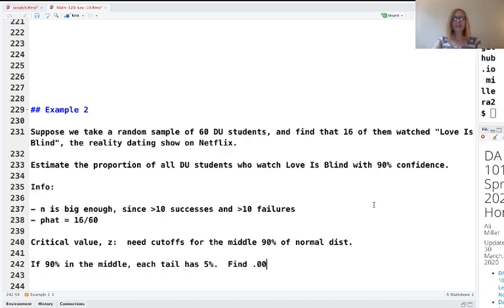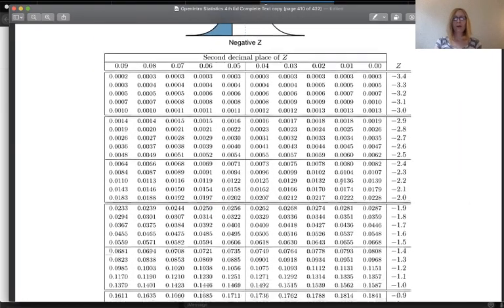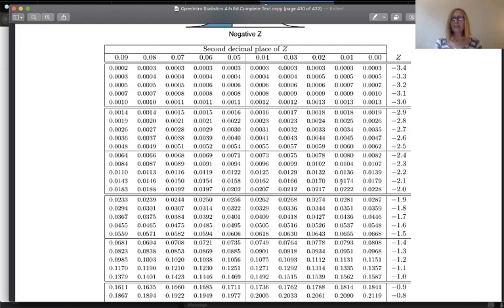So let's find 0.05 in the table. I'm going to switch over and take a look. I'm looking at the thing that's as close as possible to 0.05, and this is one where two of them are equally good. 0.0495 and 0.0505. Both of these are equally good. So we need to split the difference here. One of them is negative 1.64. The other one is negative 1.65.